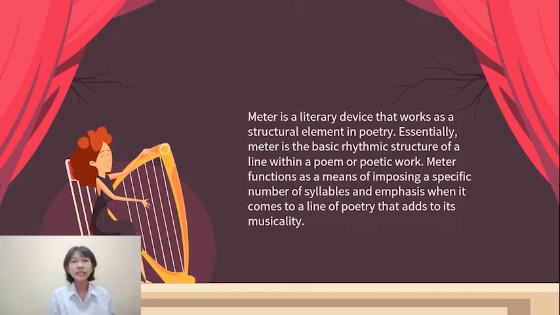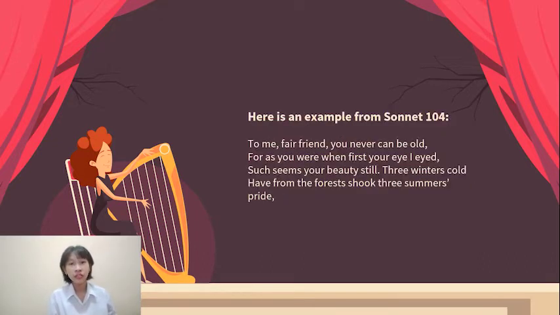An iamb is a metric foot that consists of one short or unstressed syllable followed by a long or stressed syllable. The structure of iambic pentameter features 5 iambs per line or 10 total syllables per line. All the even number syllables in this metric form are stressed. Shakespeare is well known for his use of this literary device, especially in his sonnets. Here is an example from Sonnet 104 that you can see on the slide. Each line features 5 iambs that follow the pattern of unstressed and stressed syllables.